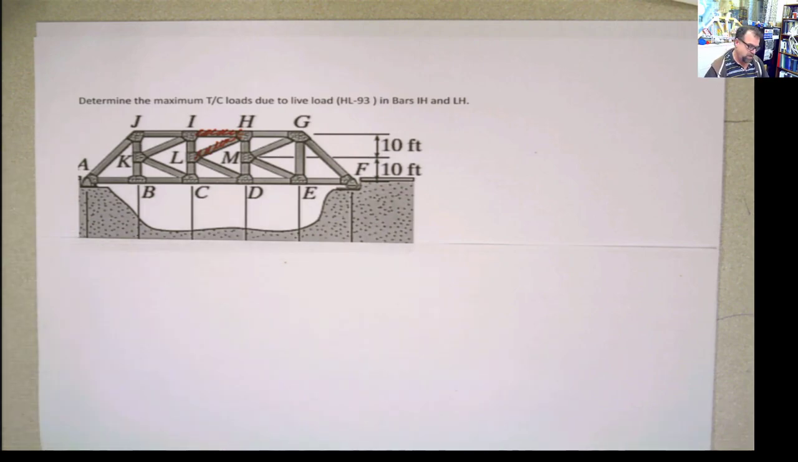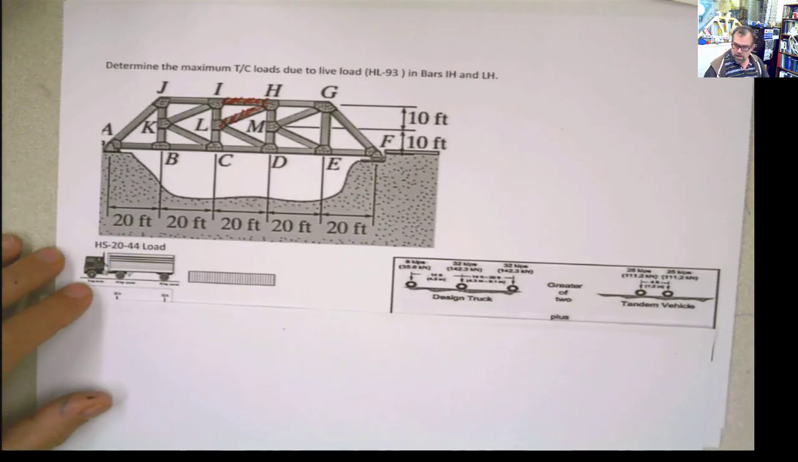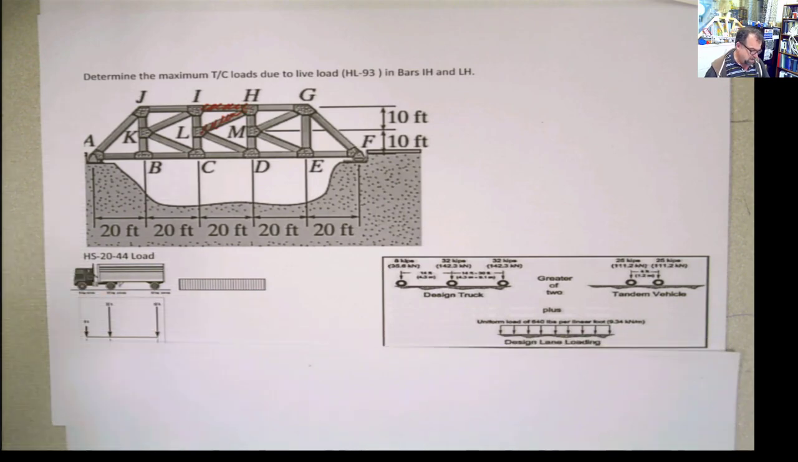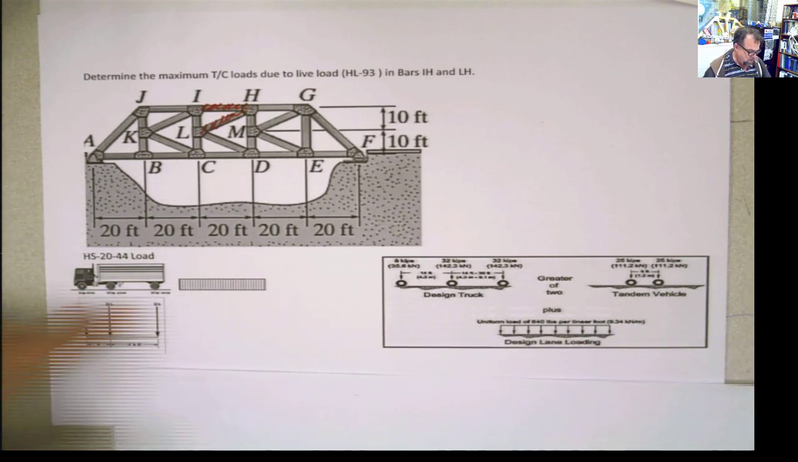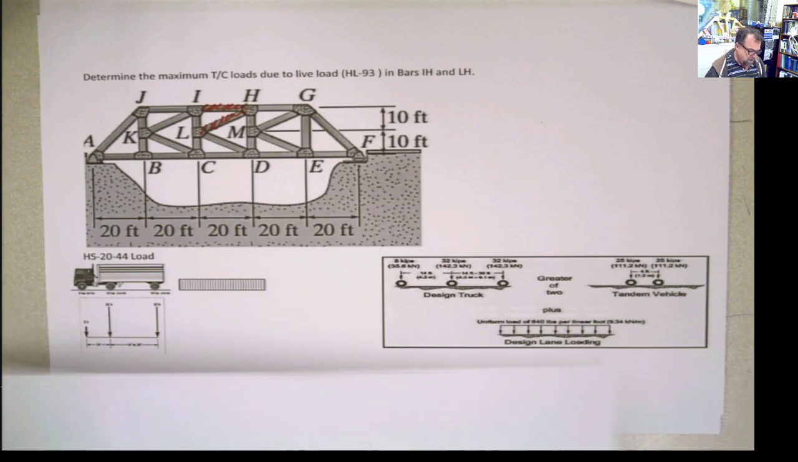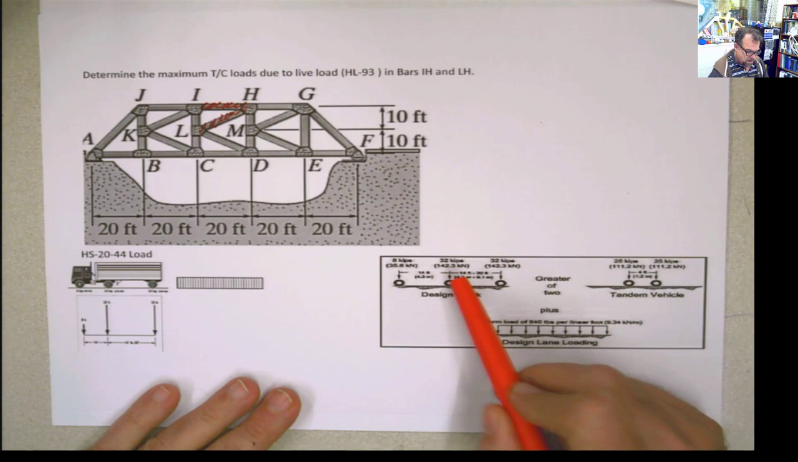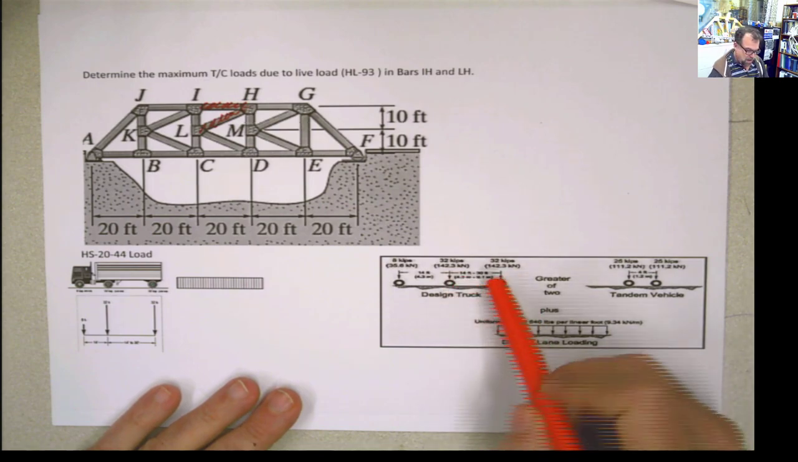One of them is the HS20-44 vehicle with 72 kip, which is this one. It's a vehicle that has 8 kip, 32 kip, and 32 kip per axle with these loads. The distance between the front axles, as you can see here, is 14 feet, and the distance between the second and the third axles is between 14 feet and 30 feet.